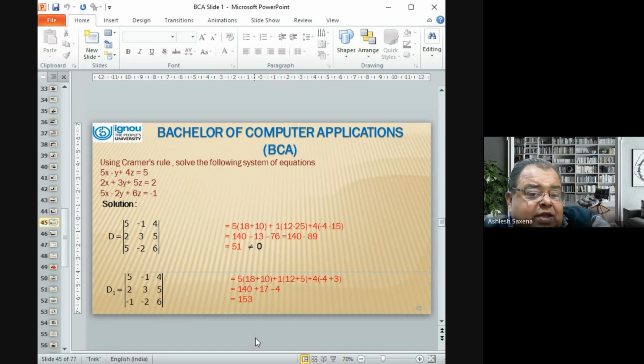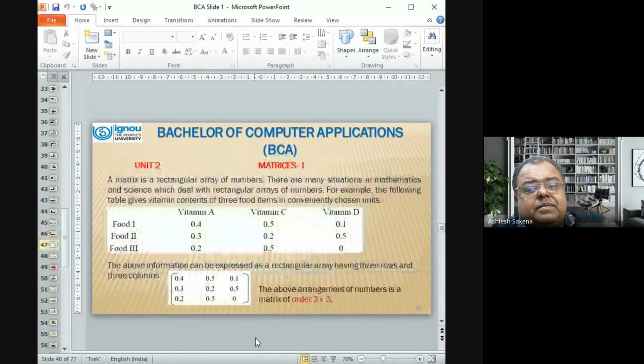You have three variables, three values have been found out. That is the correct way of checking whether what you have calculated is correct or not. Okay, so I hope this is clear. Now, matrices.